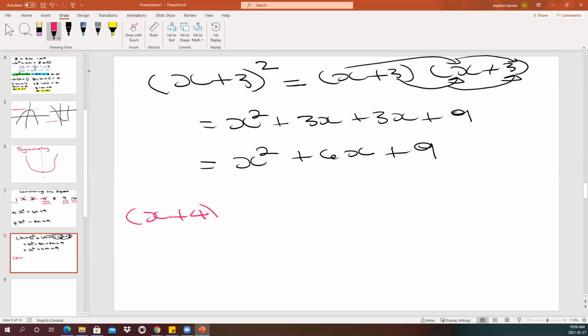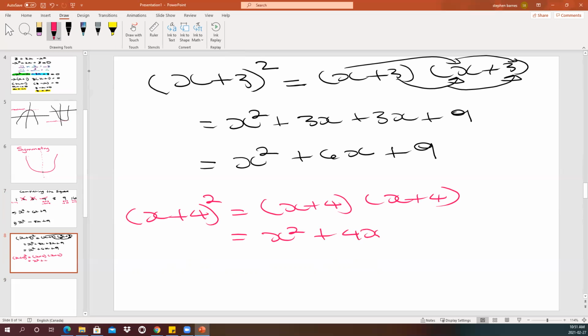Let's try x plus 4 squared. That would give you x plus 4 times x plus 4. You would have x squared plus 4x plus 4x plus 16. 4 times 4 is 16, yes. So x squared plus 8x plus 16. All right? Good. So you understand the idea of perfect squares.